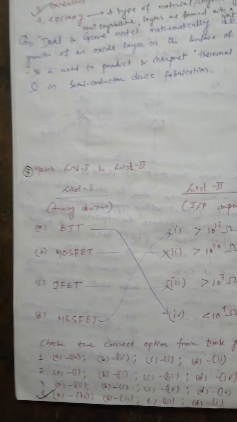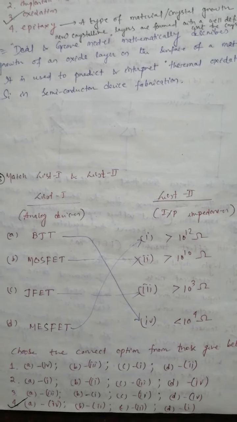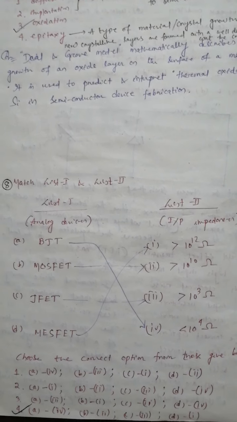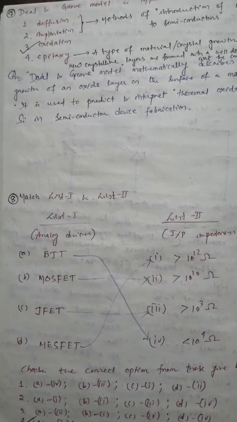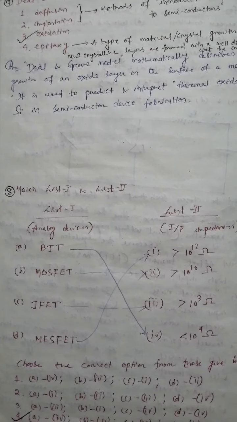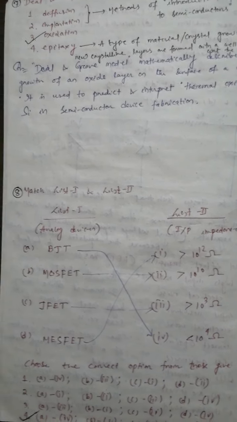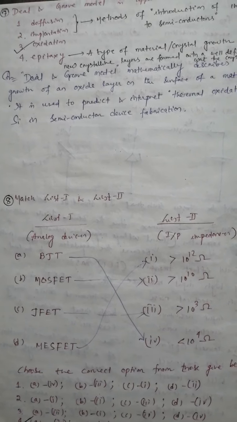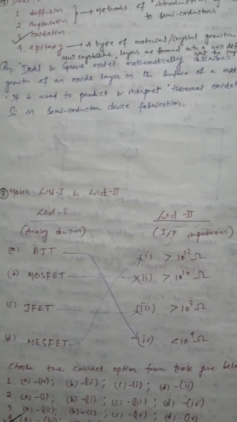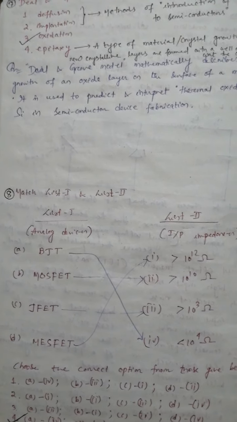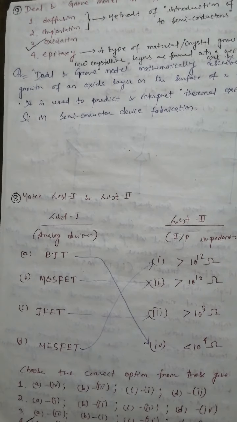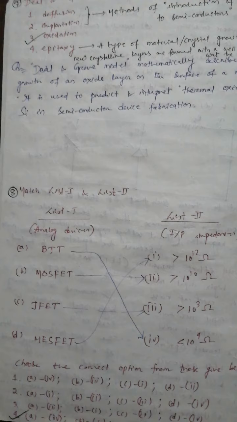Dear friends, today I will continue from yesterday's video on questions from Electronic Science of NTA UGC NET 2019 December. In yesterday's video I completed 7 questions. Today I will continue from 8. All these questions are basically from Unit 1 and Unit 2 of the syllabus. So, question number 8.